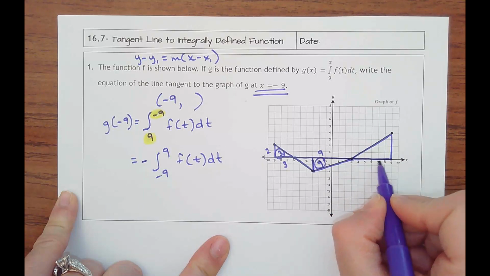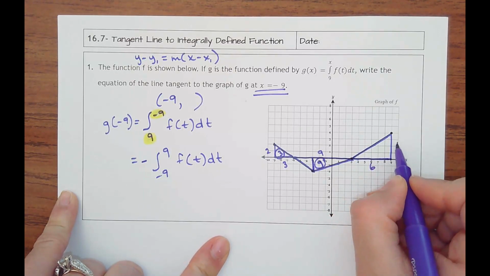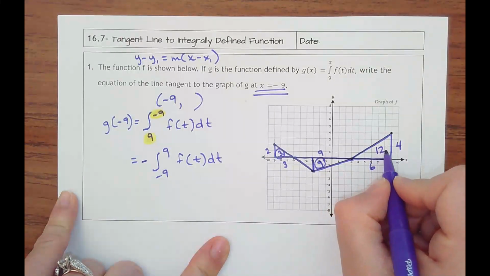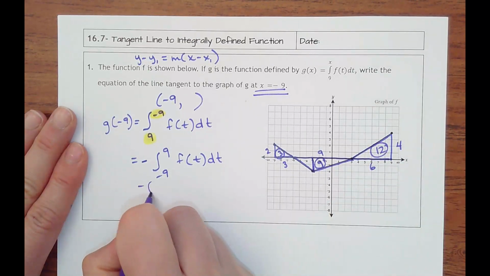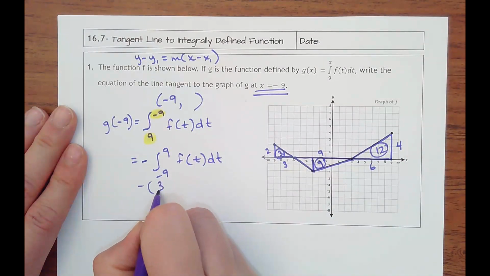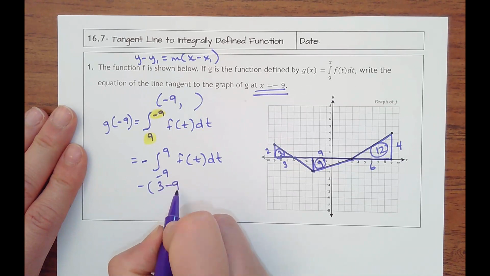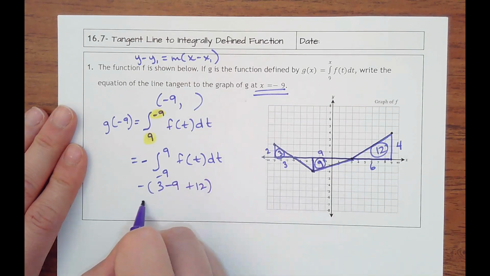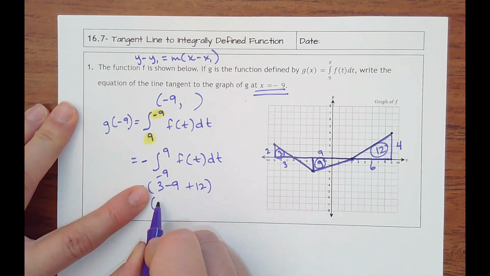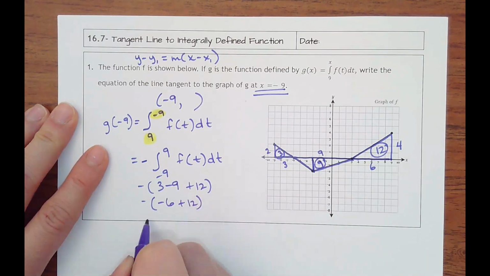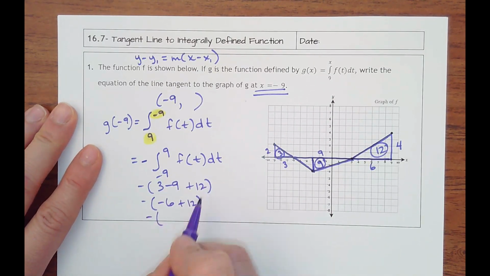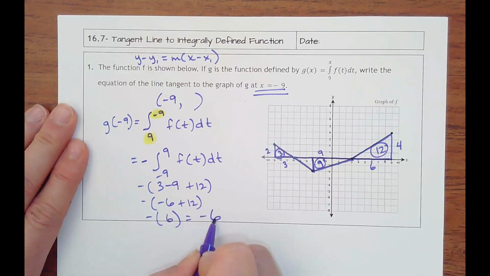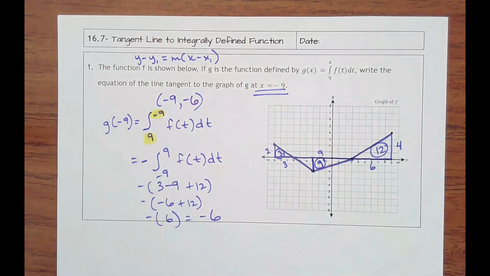And here, this is 3 to 9, so that's 6 by 4. That's 24, but half of 24 is 12. So it'd be a negative of 3 minus 9 plus 12. Which, let's see, that would be -6 plus 12, which would be 6, but then that's going to be -6. So that gives me my point.